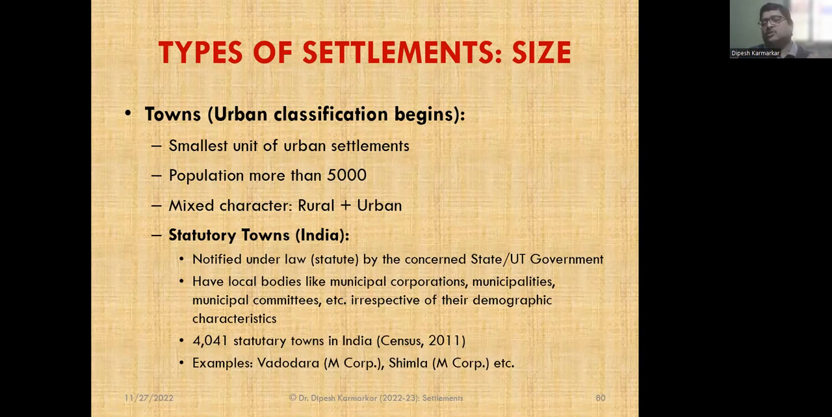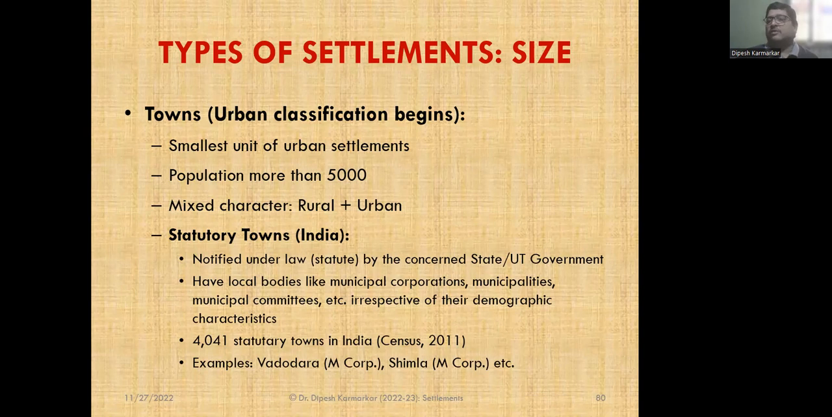The town is the smallest unit of urban settlements. It has a population of more than 5,000. Towns usually have a mixed character. Towns with a relatively lesser population exhibit some rural characters as well as some urban characters. If you remember our discussion on the concept of rural and urban settlements, we talked about how settlements exhibit a mix of rural and urban characters, and towns are the specific examples of the same.